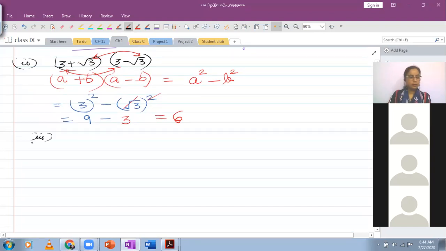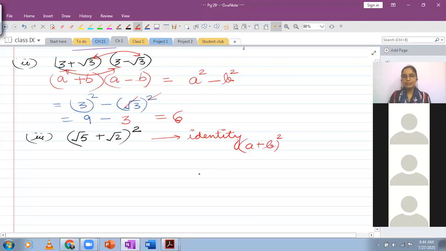Then we have the third part, which is root 5 plus root 2 whole raised to the power 2. Now this directly is an identity. This is an identity where you have to write down the square of a binomial. I am deliberately using the word binomial here, because when we move on to chapter number 2, you will be going to deal with trinomials and cubic expressions. So I am right now focusing on binomial squared.